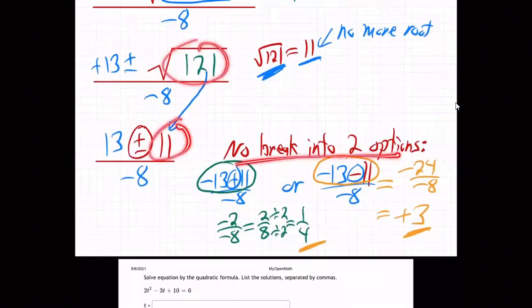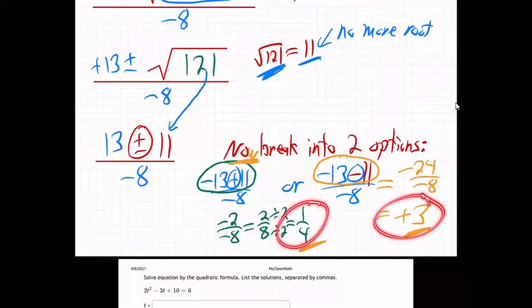And then break it into 2 options. The plus and the minus is shorthand notation for 2 separate answers. Plus and minus, work them both out, 1/4 and positive 3. And there we go. Questions I can answer on that?